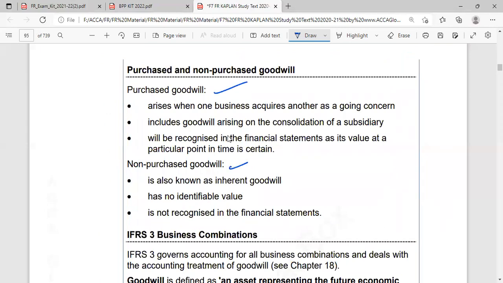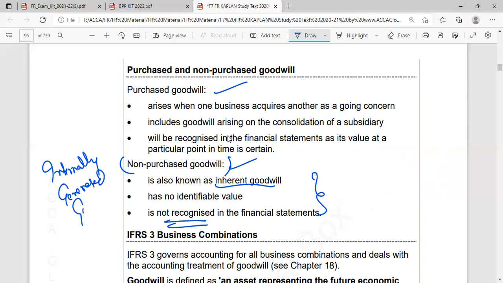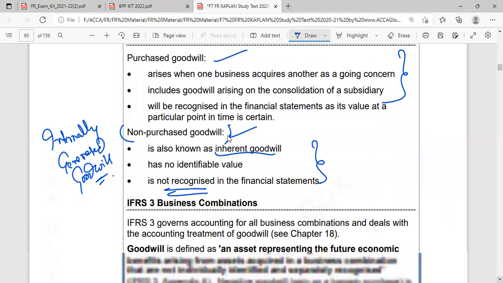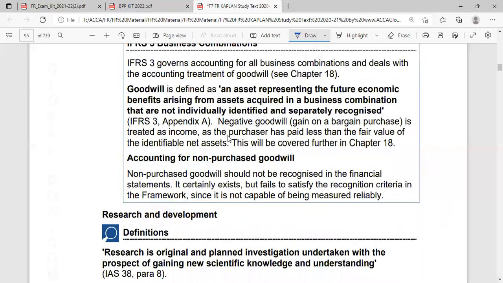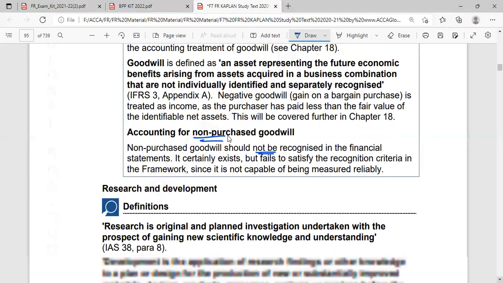So purchased goodwill, and non-purchased goodwill. It is an inherent goodwill, cannot be identified, not recognized in the financial statements, and we call it internally generated goodwill. But purchased goodwill can be shown. So purchased goodwill can be shown in the books of account, while non-purchased goodwill cannot be recognized in the financial statements.